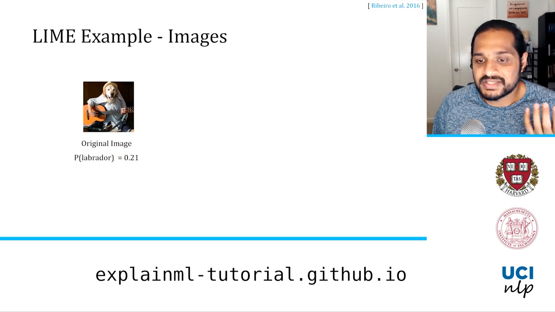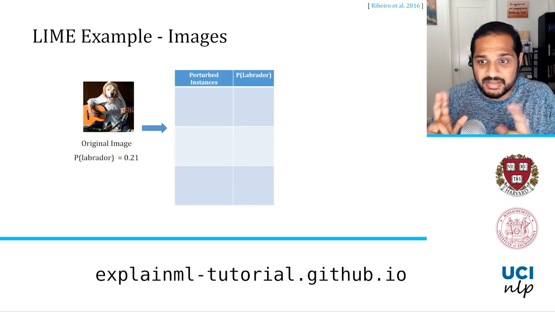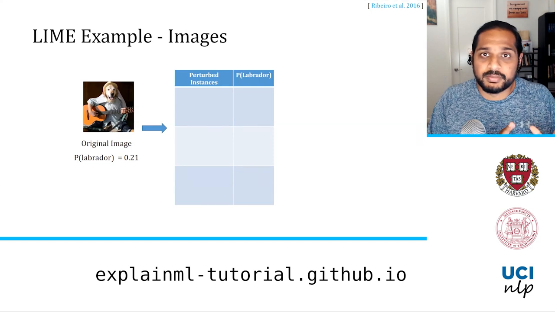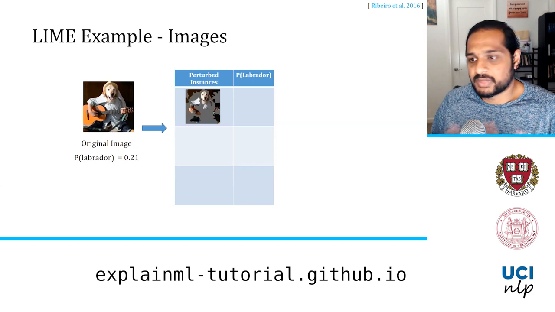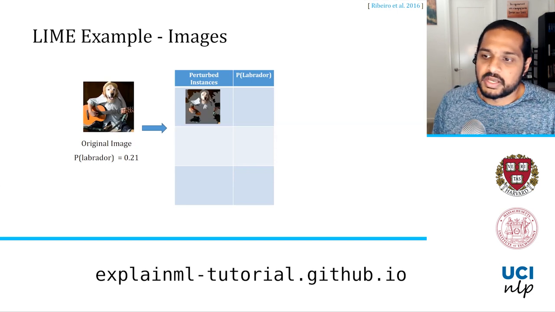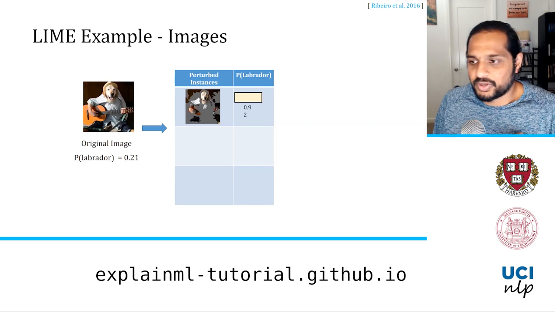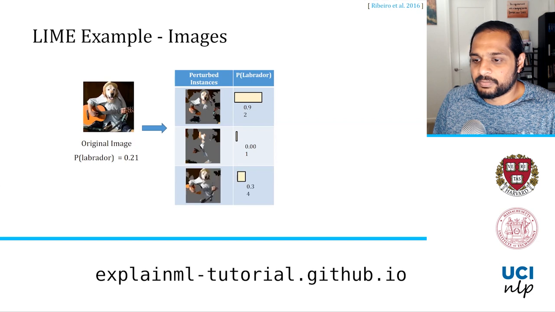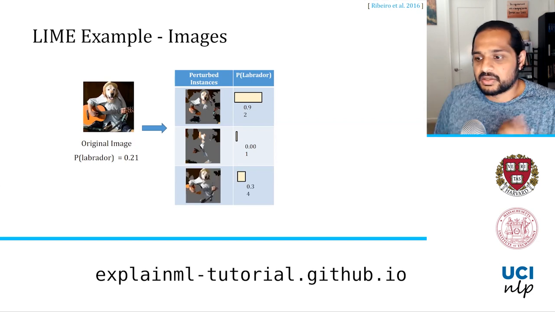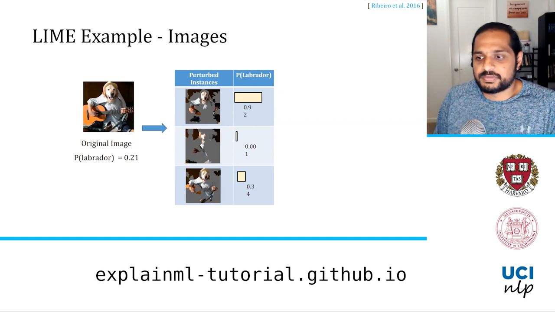The way LIME works is it takes this image and creates a bunch of perturbations. It's going to change the image in a certain way, call the model, and see what the output probability is. So here is an example of what a perturbation might look like. You're hiding parts of the image. You run the classifier on it and you see the probability of Labrador. It's gone up to 0.92. You make another perturbation and call the model again. It's like 0.001. You run the perturbation again and call the model and it's 0.34. And so you're getting all of these probabilities for each of these perturbations.